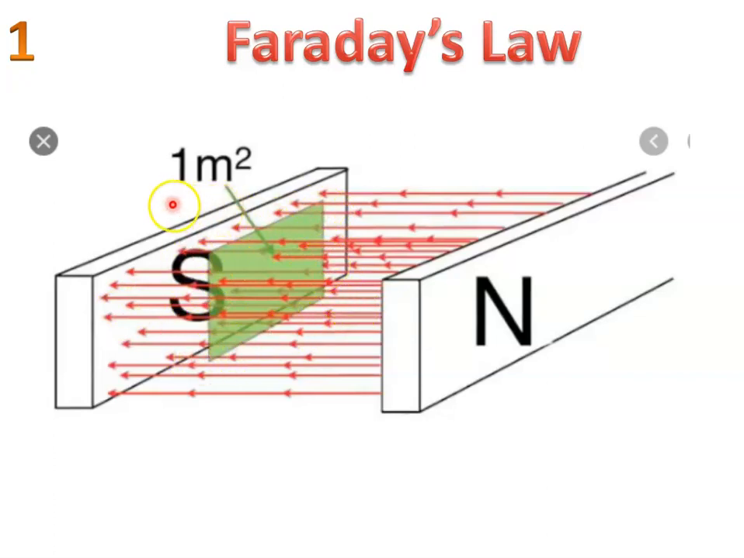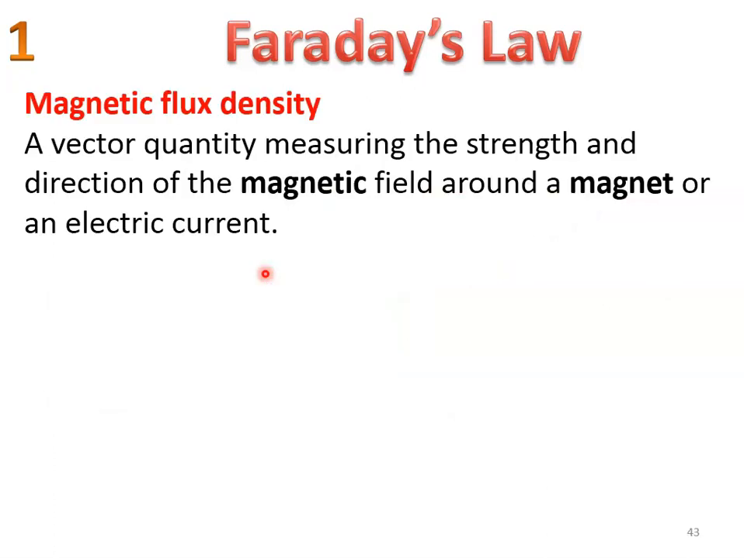This rectangle we can consider to be 1 meter square, and the number of lines cutting that unit cross-sectional area is what we are calling density of flux, and it is fairly uniform in the region of our interest.